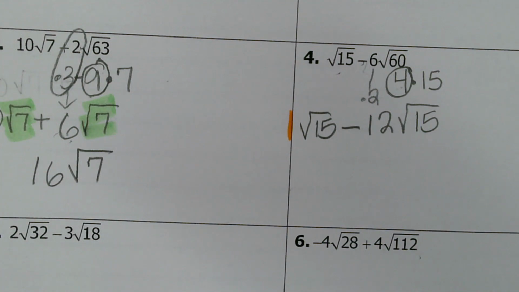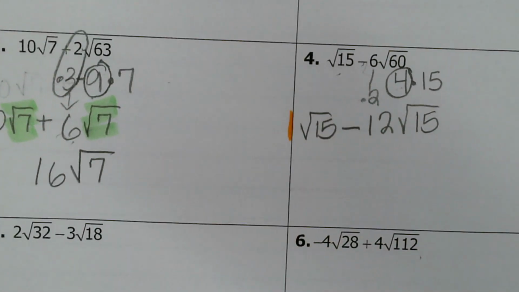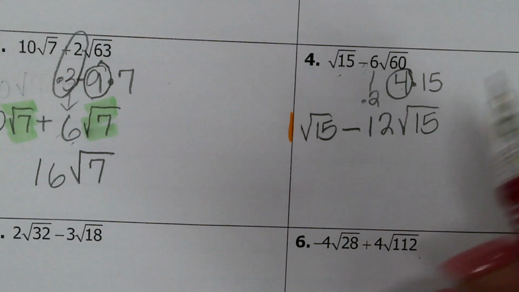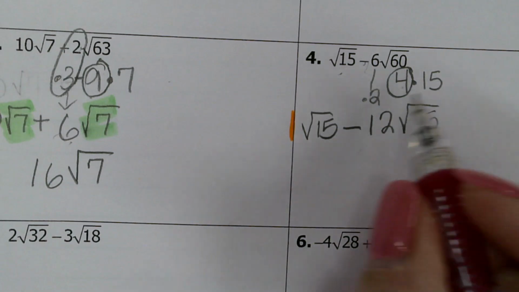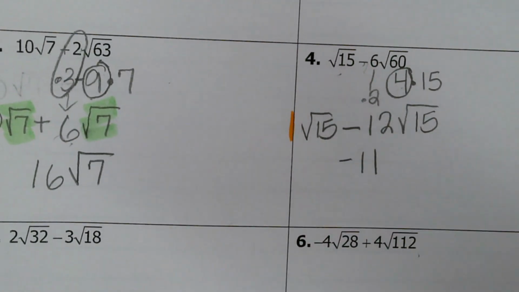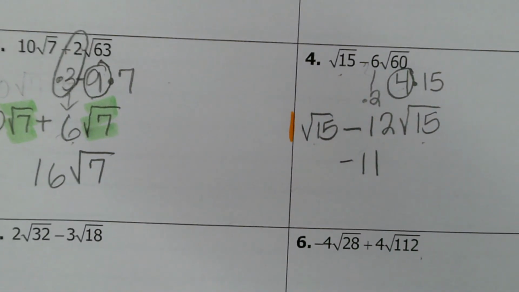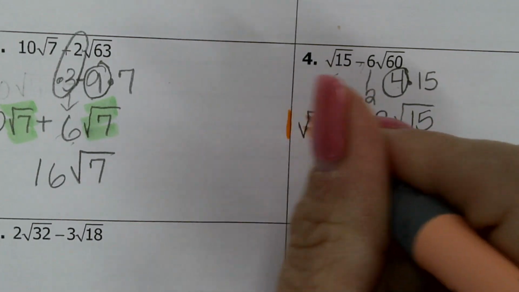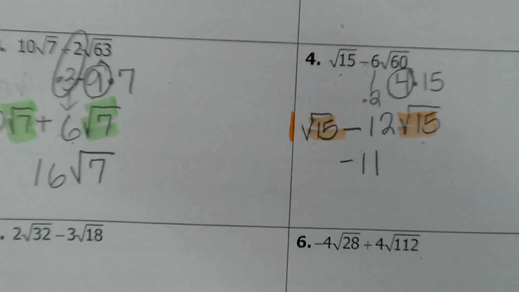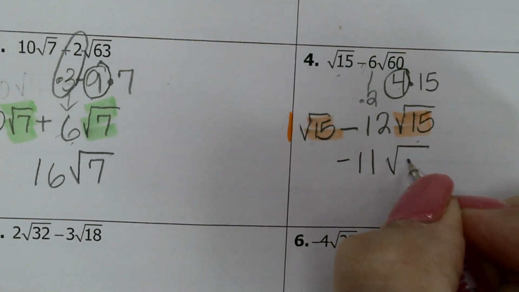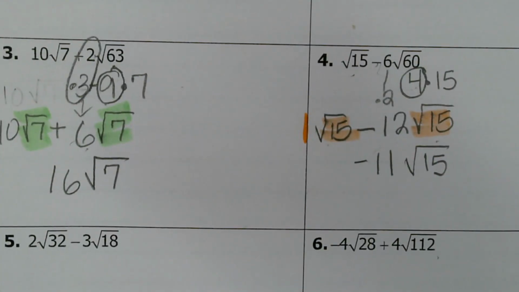Okay, now combine them. What's 1 minus 12? Negative 11. And then we keep the common radical. So see how I have square root of 15, square root of 15. I keep it and bring it all down. Keep it and bring it on down.